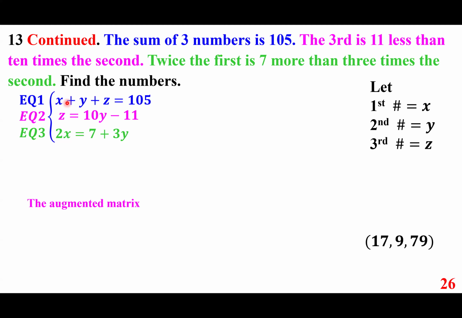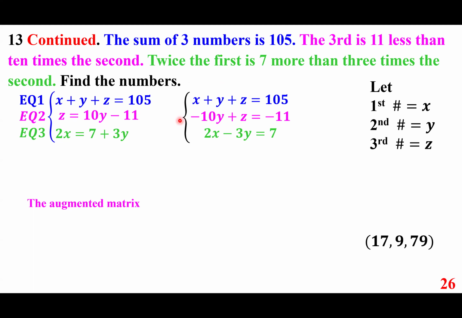How? The first equation is fine. The second one, you move the negative 10y here. And this one, you move the 3y here. That's the first thing. Now, it might be easier to go on with the column or rows. I'm going to do both ways. If you go with the row, you put 1, 1, 1, 105.